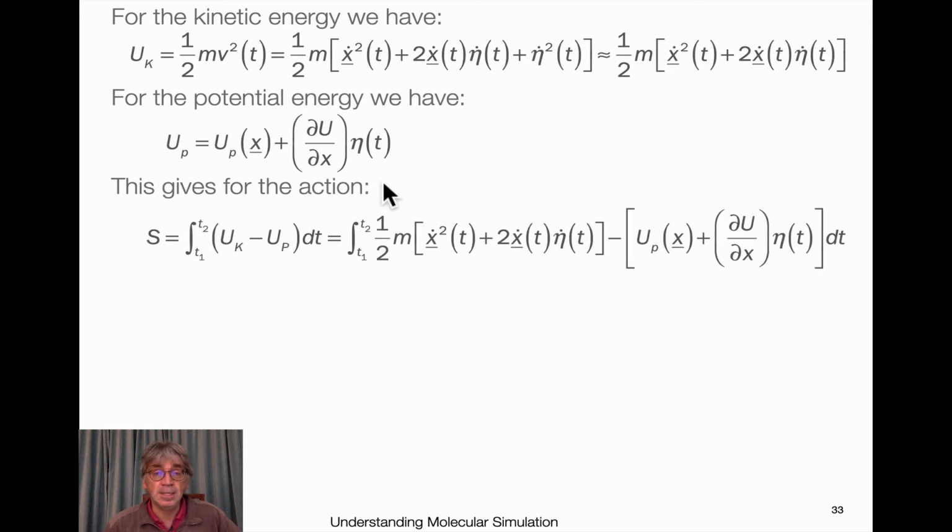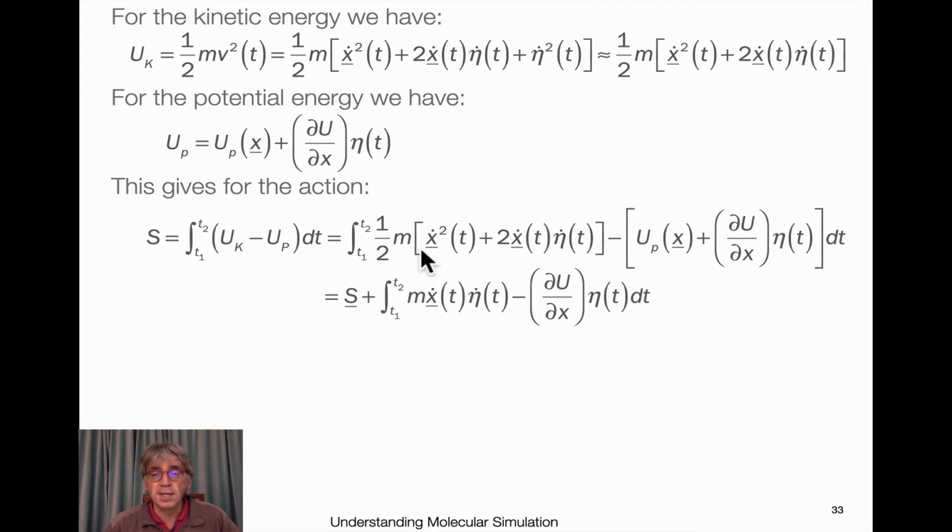Okay. So we can now write the action, which is the kinetic energy minus the potential energy, as this term. You see this is from the kinetic part and this is from the potential part, and again we assume only a small deviation, and the same here. So if we now look at the different terms, we can collect them.